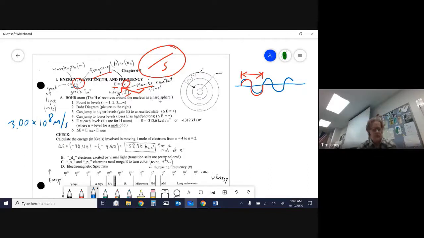Now, what you'll often see is you'll be given a problem where they give you enough stuff, like they'll give you the speed of light and the wavelength, and you have to solve for the frequency, and then you use the frequency in this other equation. So you'll see problems where you have to use both equations in the same problem. And we'll see those later. Okay, on to the Bohr atom.